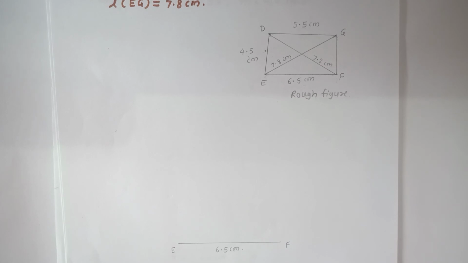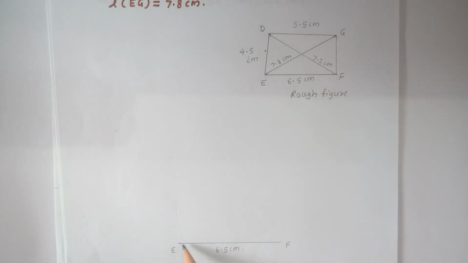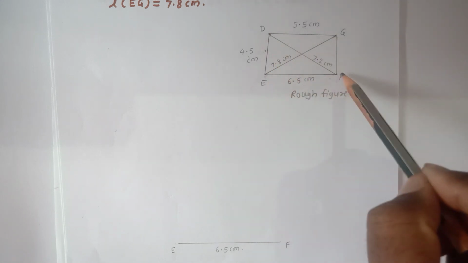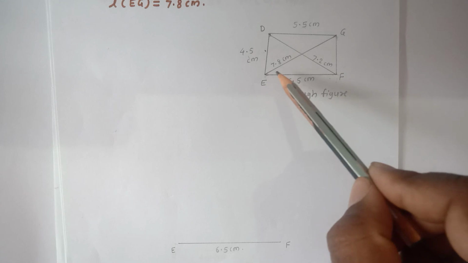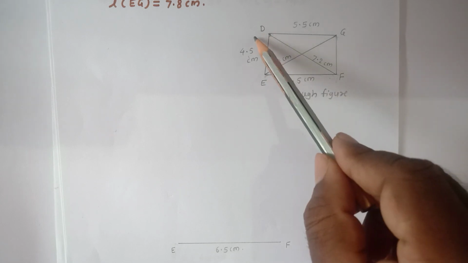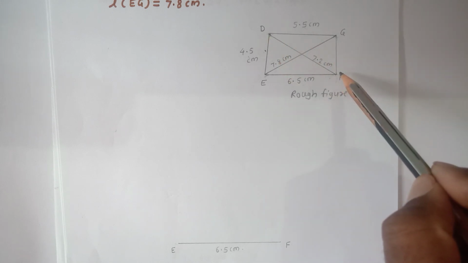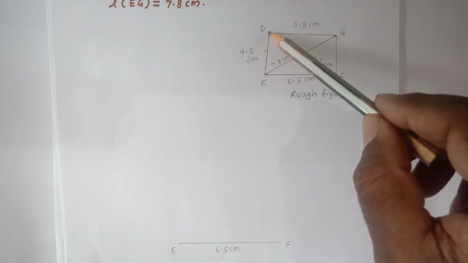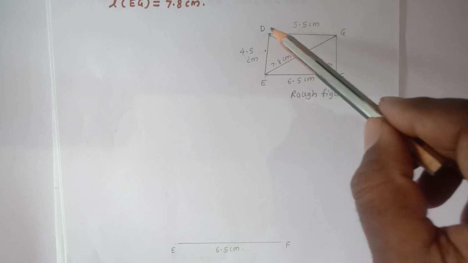At first, draw EF having a length 6.5 centimeter. Now we have to construct triangle DEF. So take 4.5 centimeter distance in a compass. Put compass on point E and make one arc here. Then take distance 7.2 centimeter in a compass. Put compass on point F and make the another arc intersecting the first arc here. Their point of intersection will be point D.